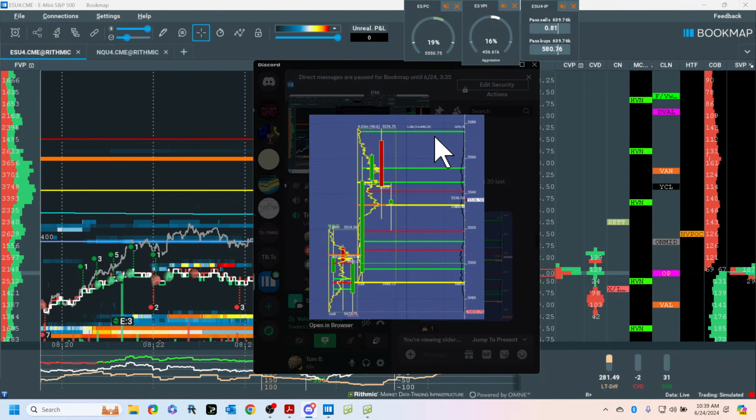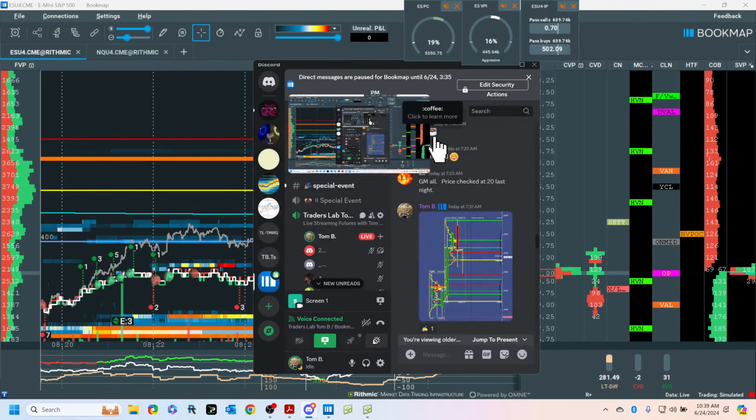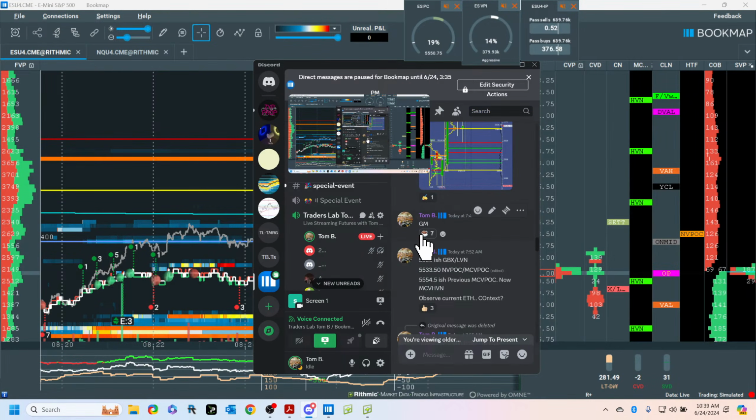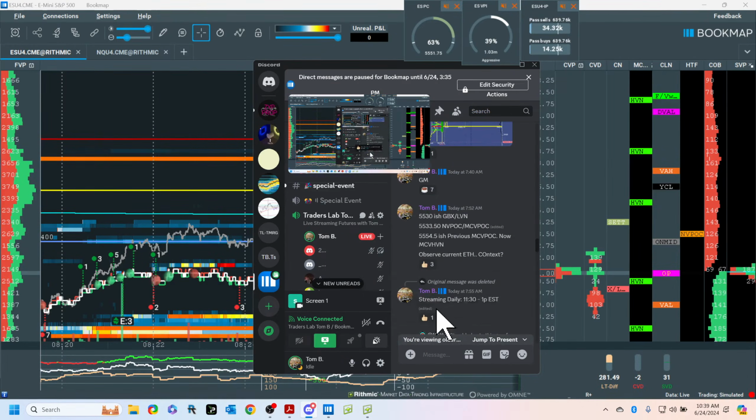Hold on. So let's see what we have. Here are some important numbers. 55.30 was support in the ETH. 55.3350 is a target. 55.5450 is a target. And then the current ETH.